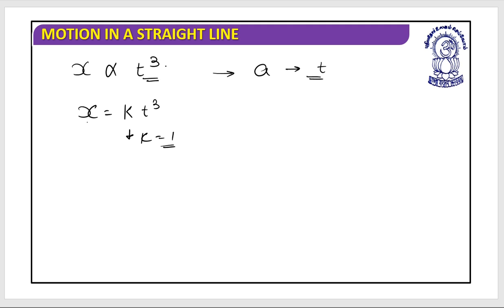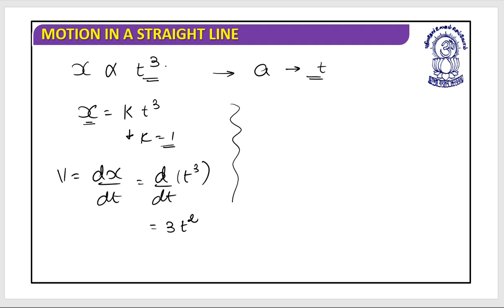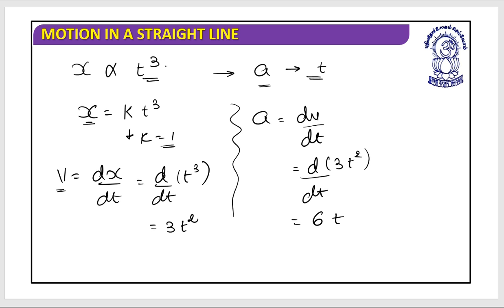Then if I have a distance and I differentiate it once, I will have a velocity, which would be d by dt of t cube. This is equal to 3t square. But this is up to the velocity only. I need to reach the acceleration. I need to differentiate that one more time. This is dv by dt, that would be d by dt of 3t square, which will give me 6 into t. So if I write in proportionality symbol, a is directly proportional to t. This would be the situation.